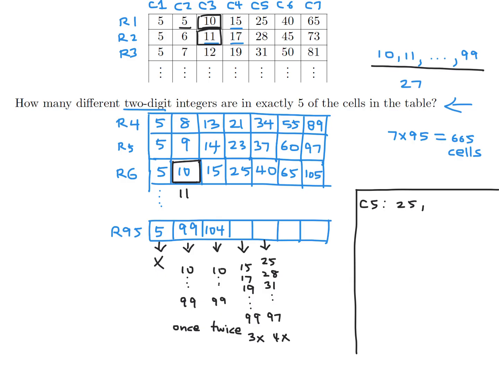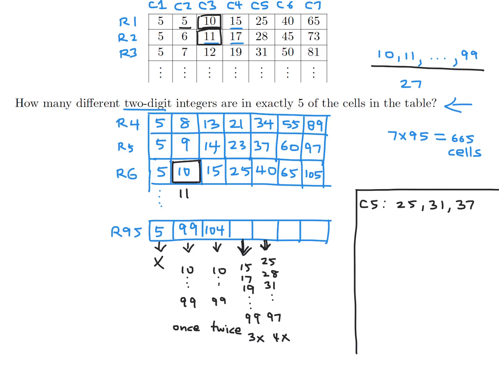But when I actually make this list, I'm only interested in numbers that will also appear here in C4, because I'm trying to get numbers that will appear in all of them in order to get up to 5 cells. So the only numbers that are in C4 are, looks to me like, odd numbers. So I'm only going to include the odd numbers that appear in C5. So 25, but not 28, but 31. You see what I'm saying?